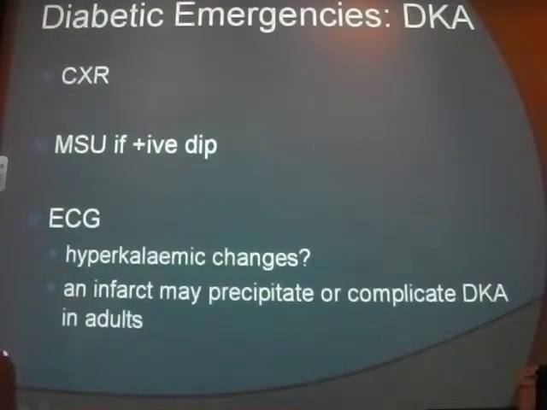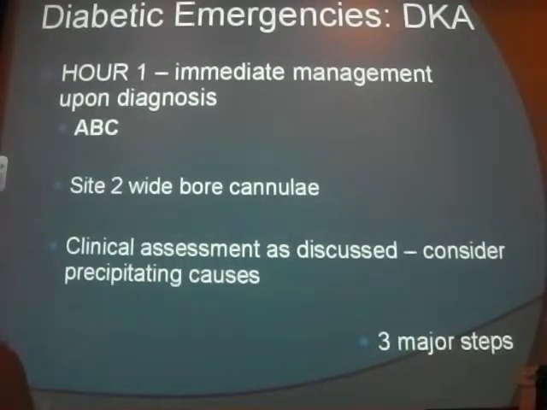So, let's go back. What are the main features of our management in this guy? Yeah. And don't forget the underlying cause, the underlying precipitant as well. So, the English or European Society of Diabetologists or something, these management guidelines say that within hour one, you need to have started your immediate management upon diagnosis. So your ABC assessment we've gone through. Site 2 wide bore cannulas, you're going to need them for insulin infusion, you're going to need them for fluid infusion. And as discussed, the clinical assessment, considering the precipitating causes.